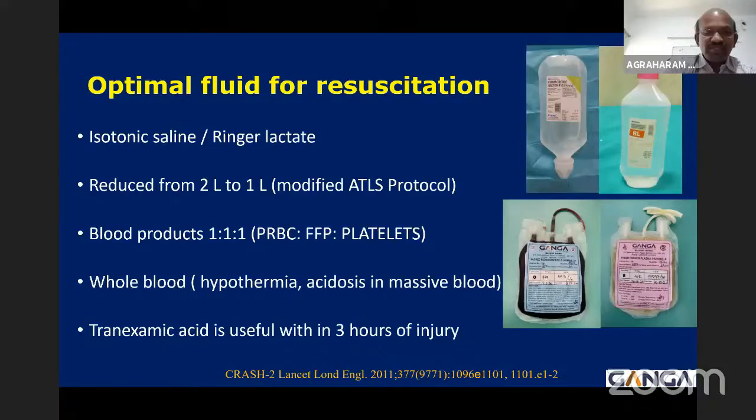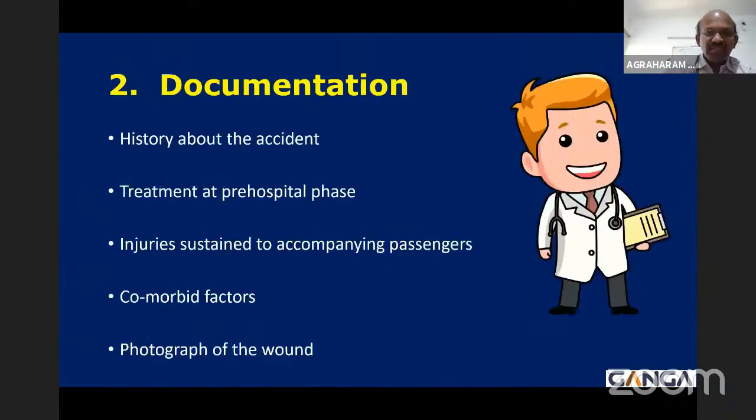When we are transfusing whole blood, we need to consider hypothermia and acidosis in massive blood transfusion as well. And whenever there is large bleeding or more hemorrhage, tranexamic acid can also be considered, and it is more beneficial if used within 3 hours of injury.